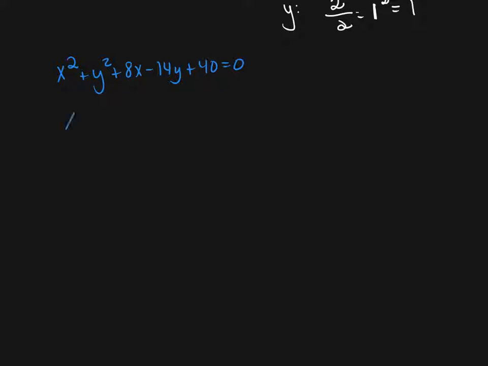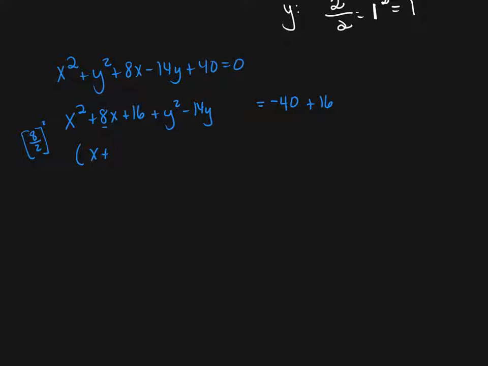So we're going to put our x's together, and we're going to put our y's together, and then the constant number has to be moved legally by subtracting from both sides to the other side. Okay, now we're going to go through the process of completing the square. My linear term is 8. Half of 8 is 4. 4 squared is 16. So I add 16 to the left. I add 16 to the right.